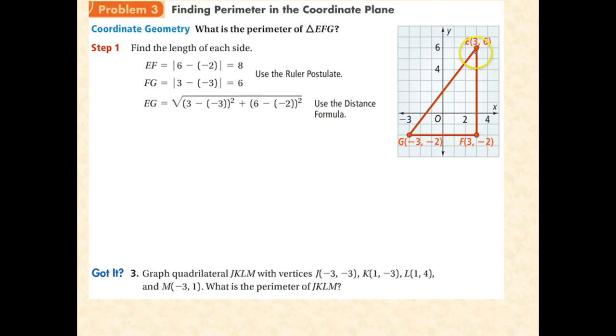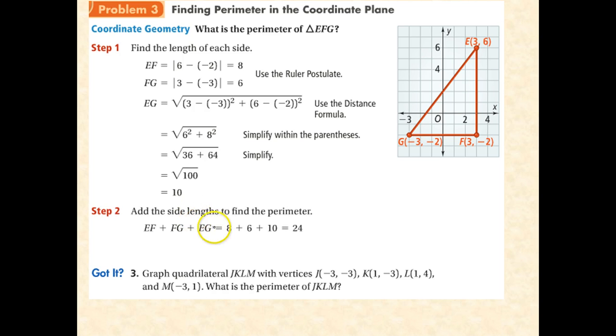Now for EG, we're going to need to use the distance formula. So the square root of the difference of the x values, so 3 minus negative 3 squared, that'll be 6 squared, and then 6 minus negative 2 will be 8 squared. 6 squared is 36. 8 squared is 64. That's 100. Square root of 100 is 10. So now to find the perimeter, we just need to add these together. Boom, 24. So the perimeter is 24 units.